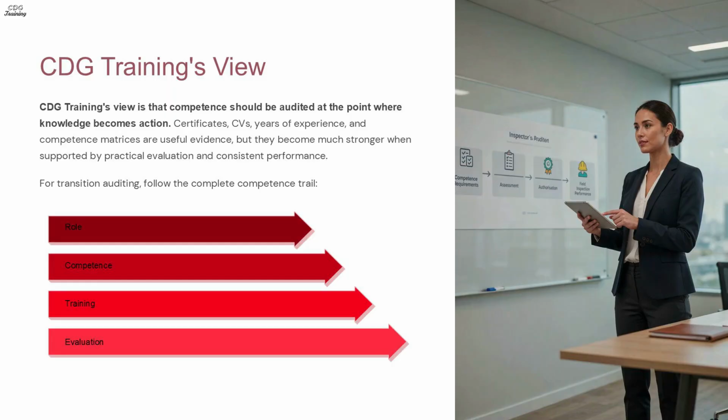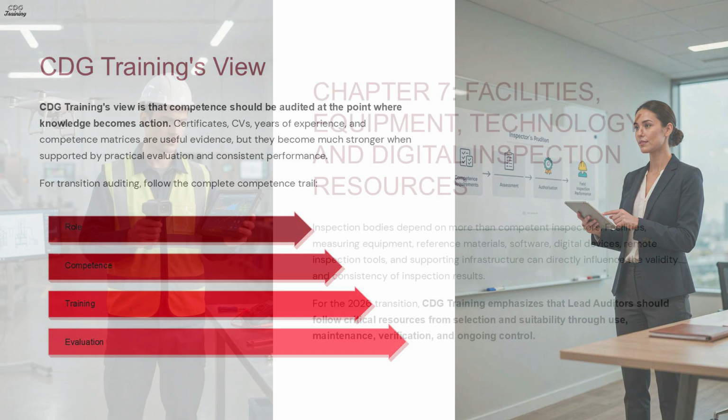CDG Training's view is that competence should be audited at the point where knowledge becomes action. Certificates, CVs, years of experience, and competence matrices are useful evidence, but they become much stronger when supported by practical evaluation and consistent performance. For transition auditing, follow the complete competence trail.